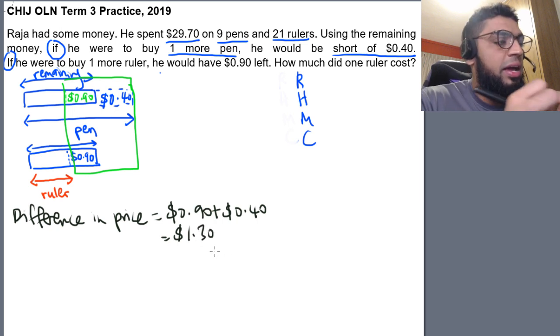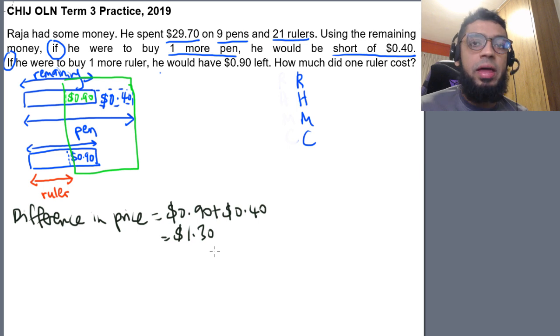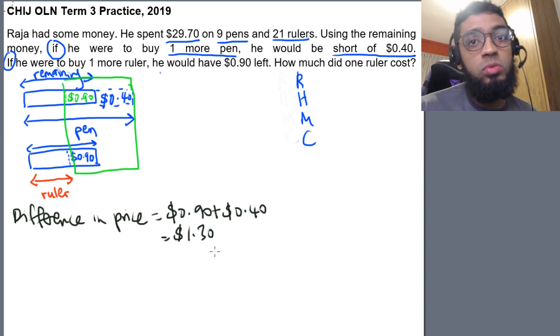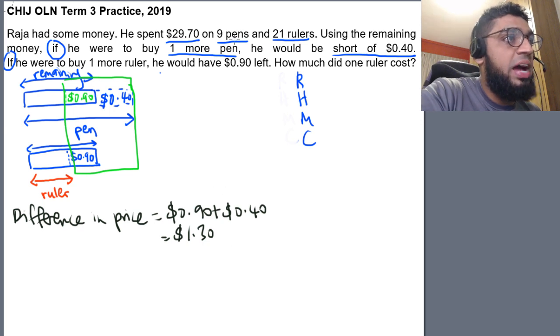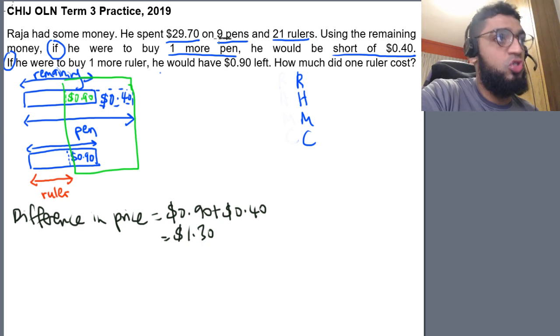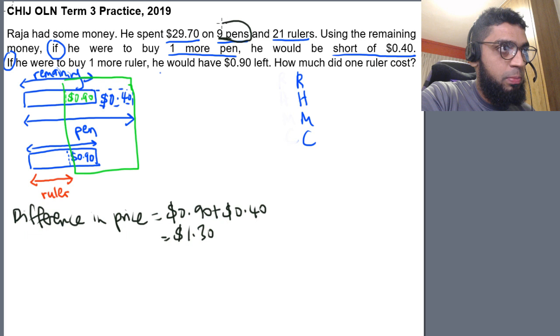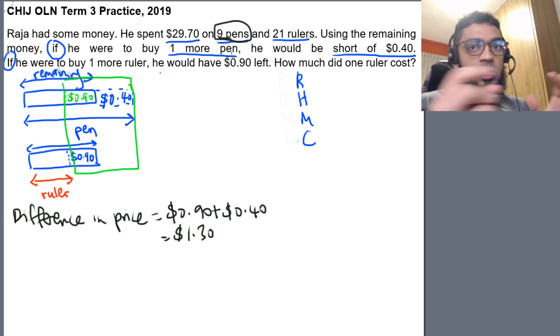Okay, now since I have the difference, I know that the pen is $1.30 more expensive than each of the rulers. I can actually convert, I can change. The word convert means change. I can change these 9 pens into 9 rulers.